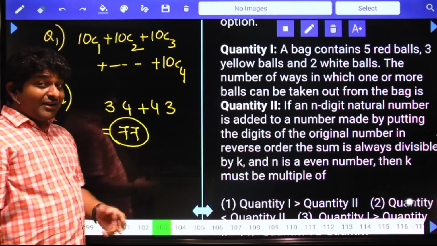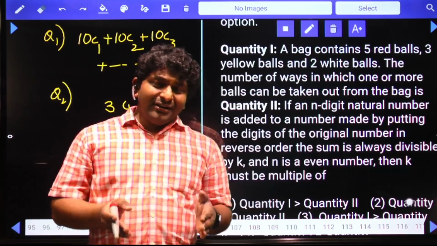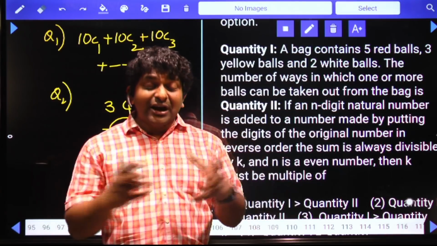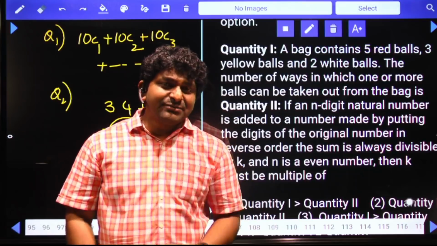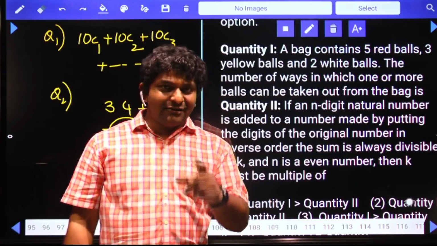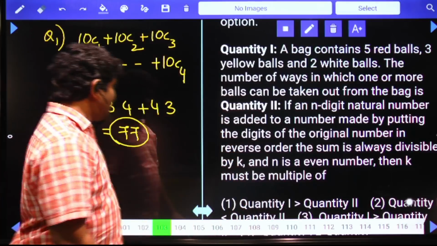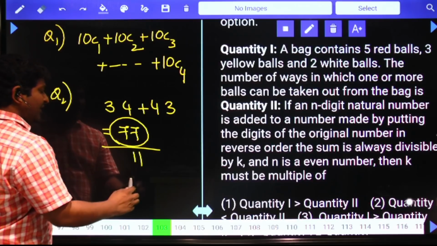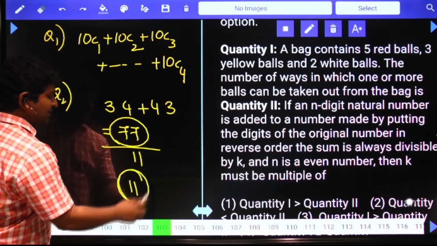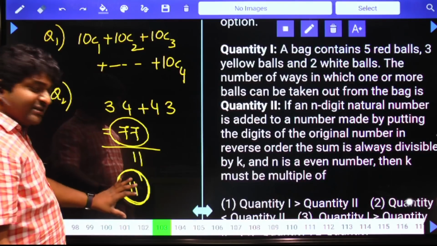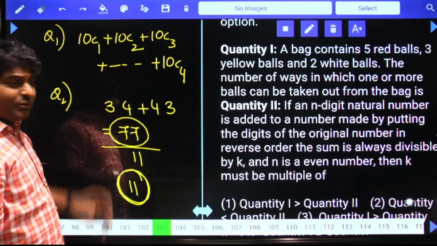You already know that a two-digit number and a number obtained by interchanging the digits, if both are added, that sum is always divisible by 11 and the difference is always divisible by 9. We have discussed this point so many times. So Q2 value is divisible by 11. Hence, K value is equal to 11. Now, Q1 is equal to this much and Q2 is equal to 11. You just need to compare which is more.